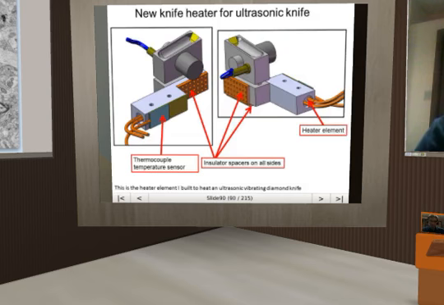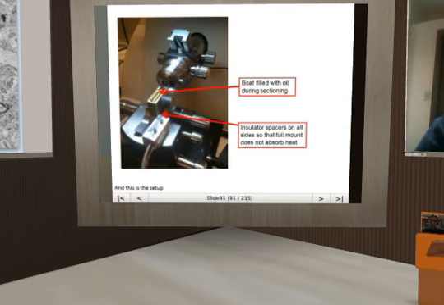So this is the heater element I built to heat an ultrasonic vibrating diamond knife. And this is the setup. You can see this ultrasonic vibrating diamond knife is sitting here in a regular ultramicrotome, and its boat is filled with oil instead of water.